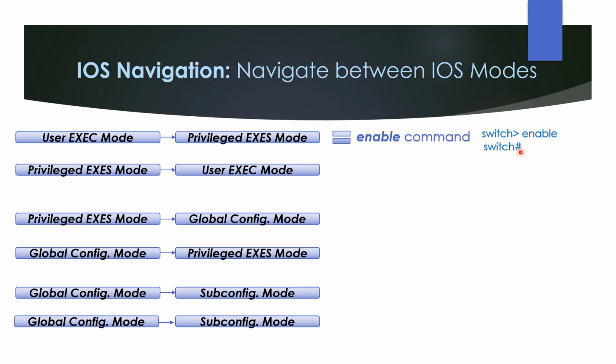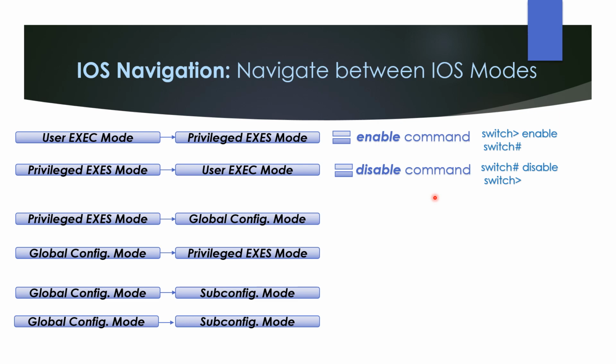And for going from privileged exec mode back to user exec mode, you have to use the command disable, and here will be listed even the prompt that will change. So with this, you are changing levels of the configuration.